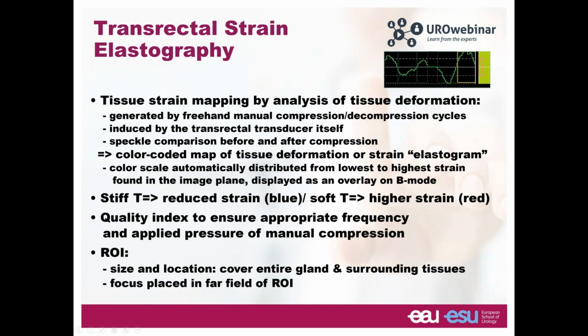So going to transrectal strain elastography, we just push and release the push in the prostate through the rectal wall, and basically there will be a color-coded map of the tissue deformation called strain elastogram, and the stiffer tissue will appear with the blue colors, while the soft tissue will be coded in red due to higher strain. There are some quality indexes that can help to ensure appropriate frequency of push and release, and quantify the applied pressure or help to apply the right pressure with a transducer.